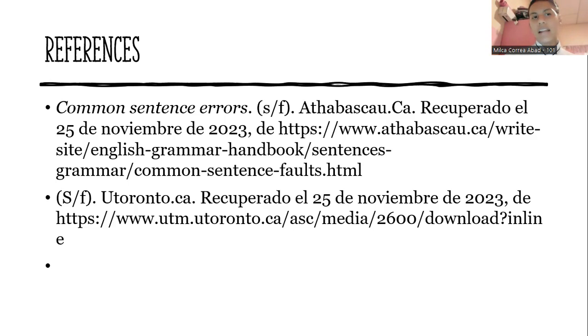Here are the references I used for this presentation. I hope you could understand my explanation. And as I said at the beginning, below I'm sharing a YouTube video that makes it easy to understand.